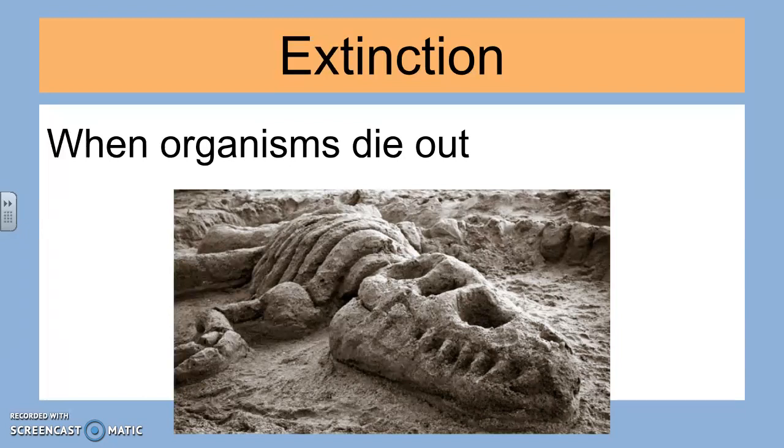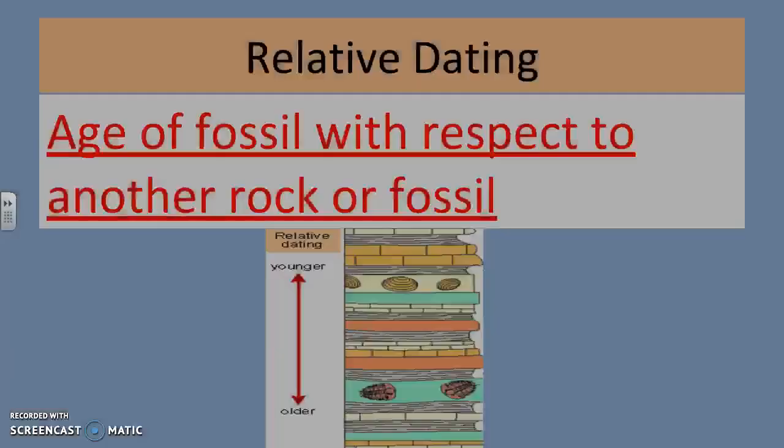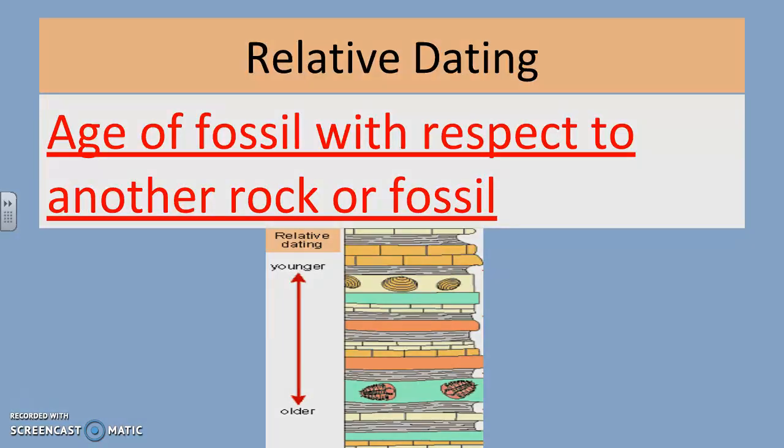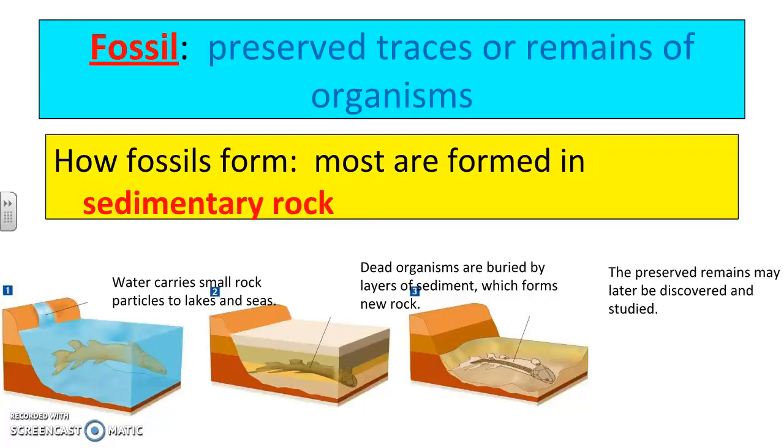Now, a lot of the fossil record shows that organisms have gone extinct, and an extinction is when organisms die out. So, number 37, when organisms die out, it's called extinction. We're going to talk a little bit more about that later on. And let me go back. Number 38, fossils are usually formed in sedimentary rock. And number 36, preserved traces or remains of organisms are called a fossil.